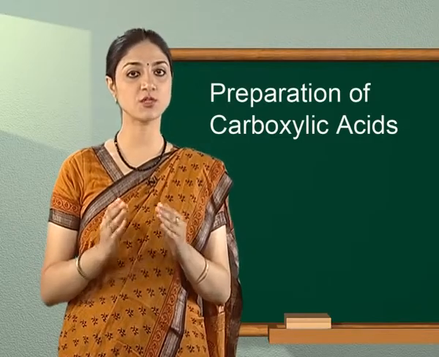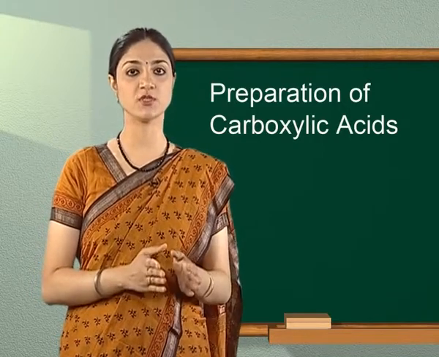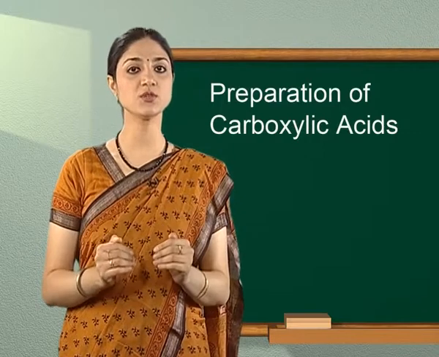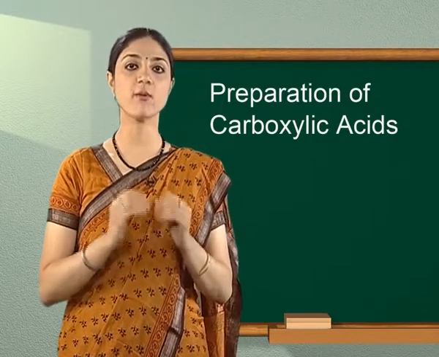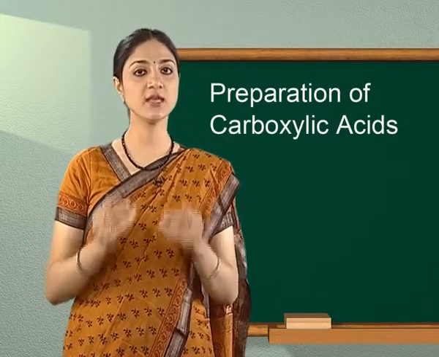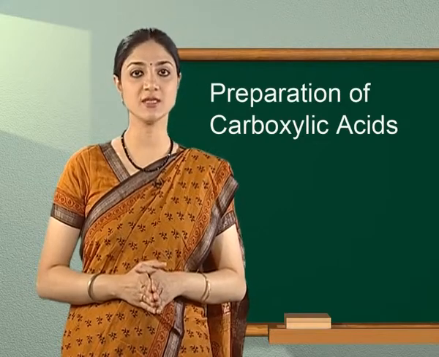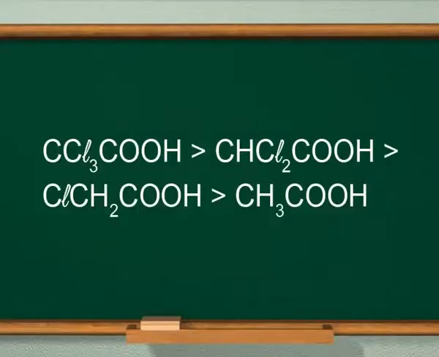An increase in the number of electron withdrawing groups such as halogen atoms on the alpha position decreases the magnitude of negative charge on the carboxylate anion and stabilizes it. The release of hydrogen ion becomes easy, thereby increasing acidity. For example, trichloroacetic acid is more acidic than dichloroacetic acid, which is more acidic than chloroacetic acid, and then acetic acid.